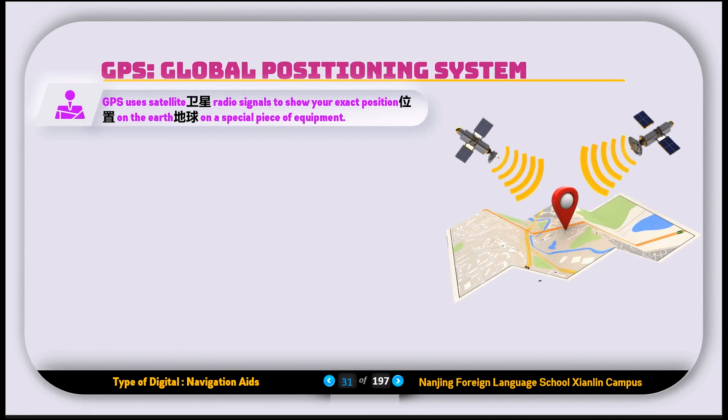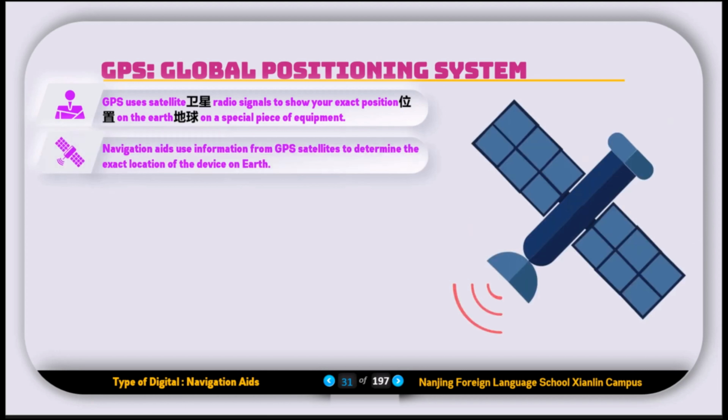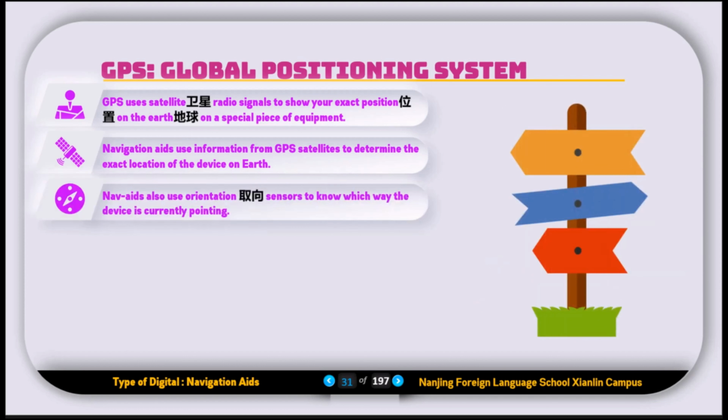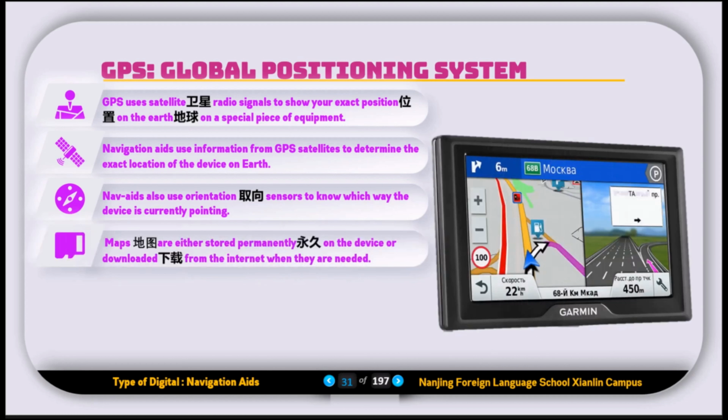Next digital device is called the GPS, or Global Positioning System. GPS uses satellite radio signals to show your exact position on the Earth on a special piece of equipment. Navigation aids use information from GPS satellites to determine the exact location of the device on the Earth. Navigation aids also use orientation sensors to know which way the device is currently pointing. And maps are either stored permanently on the device or downloaded from the internet when they are needed.